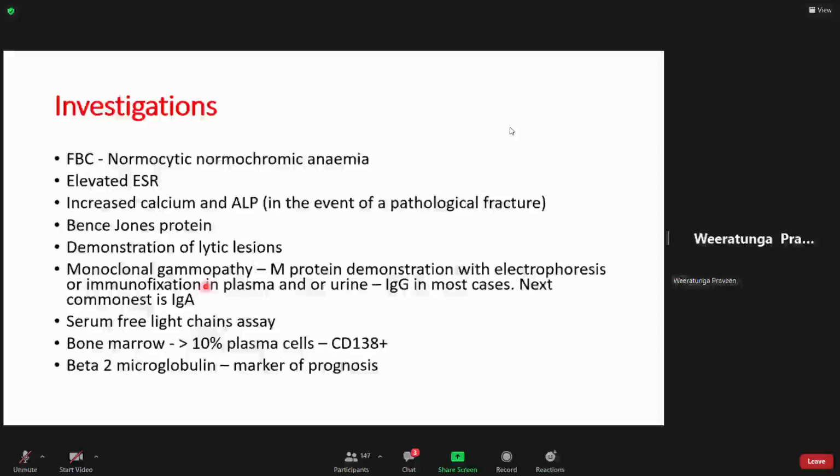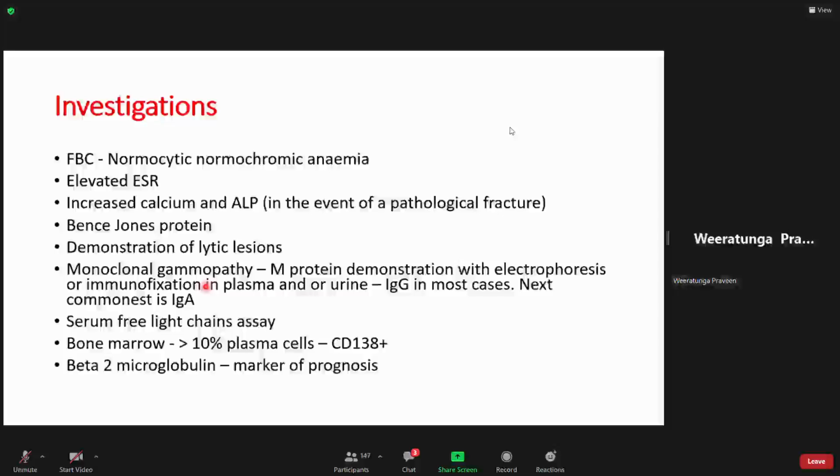Now we have talked about these investigation findings in myeloma, and these are frequently asked in MCQs and even in long cases, right? The typical presentation of myeloma is an elderly person presenting with backache, anemia, and increased ESR. Right? So that is a typical presentation. That is classical of multiple myeloma, very typical of multiple myeloma.